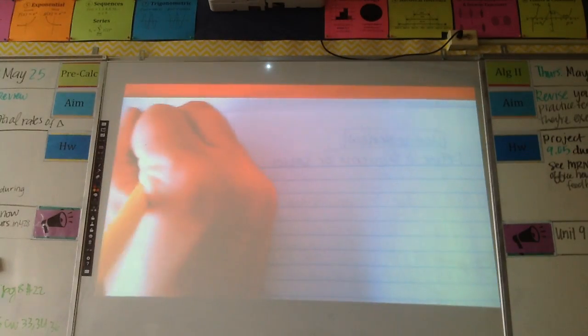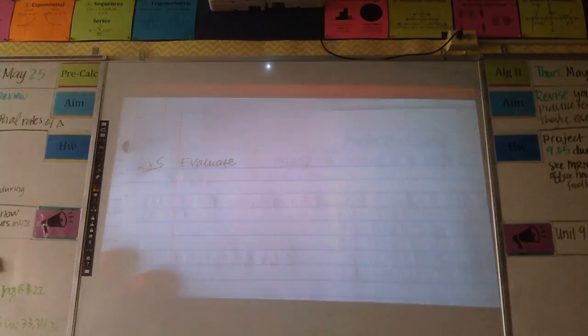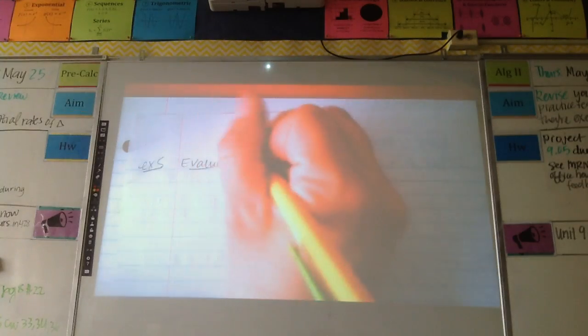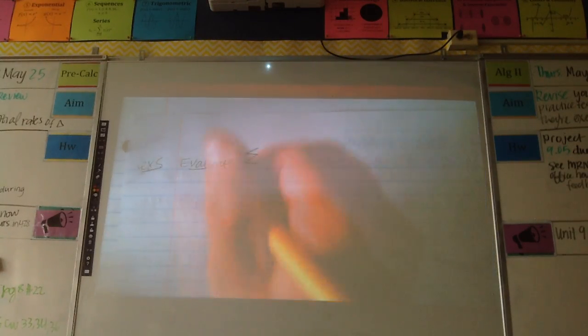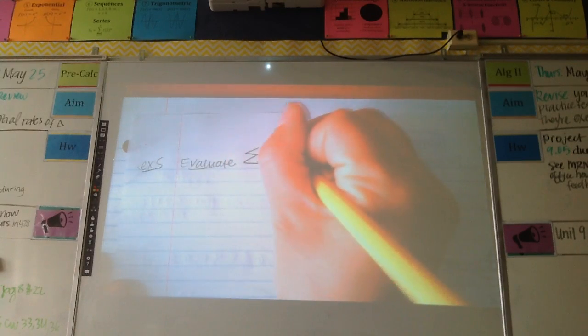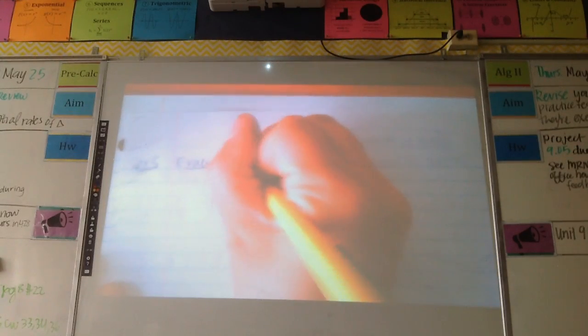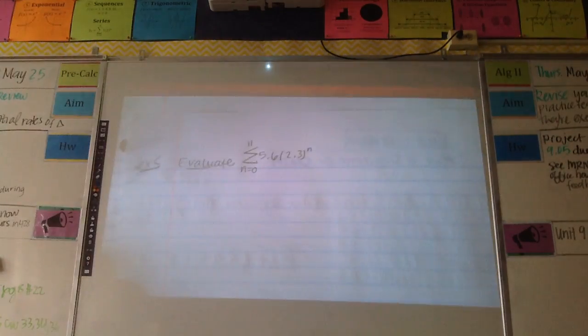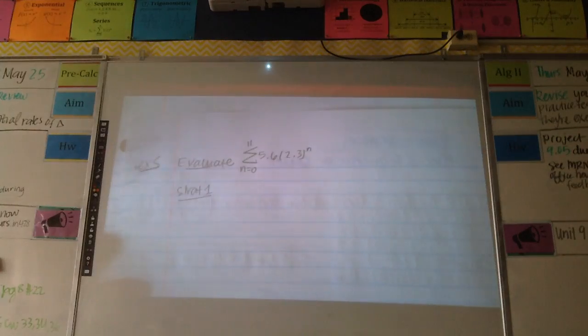Let's do an example. Sometimes you're asked to evaluate a sum. Evaluate, of course, means find the value the number is equal to. Let's evaluate this sum. You see the Greek letter sigma, so it would be the sum of the terms, 5.6 times 2.3 to the n power, where n goes from 0 to 11. Now, there are two ways to do this. The first strategy would be do it by hand.